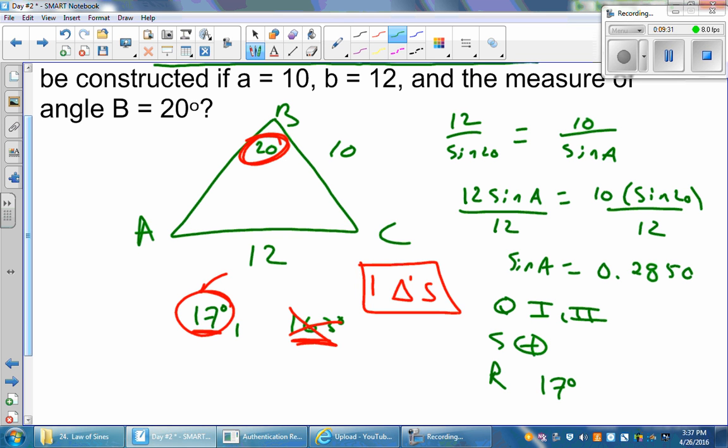Now, the law of sines can be used to find the length of a side, the measure of an angle, and again, occasionally we're going to see a question that says how many distinct triangles. If I see how many distinct triangles, it's always going to be a law of sines question.